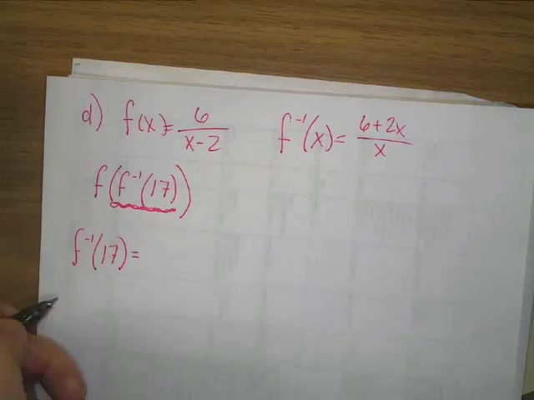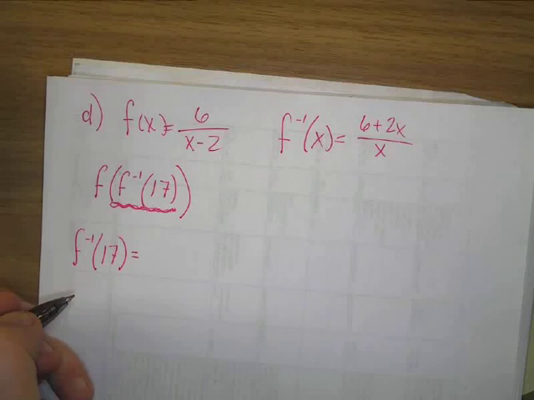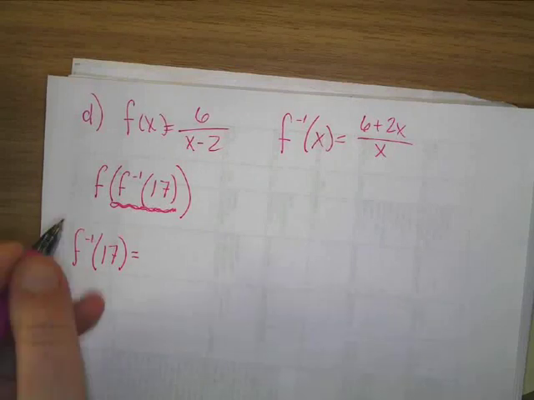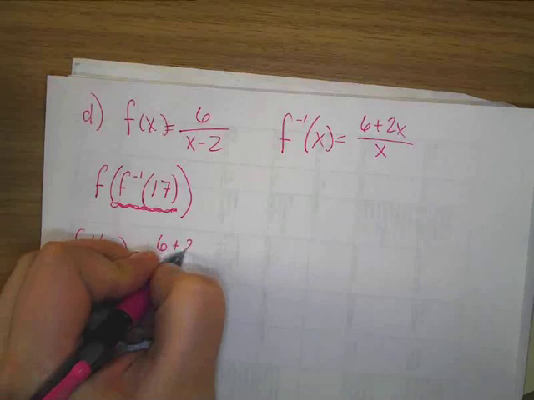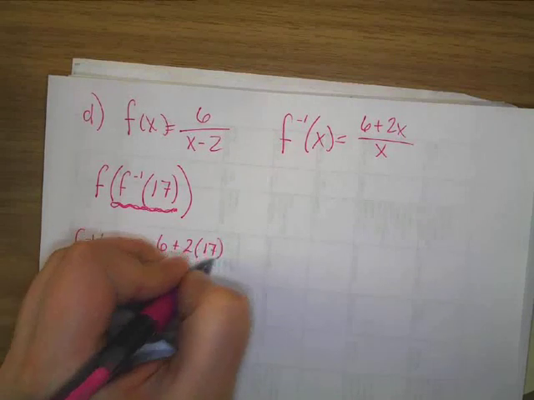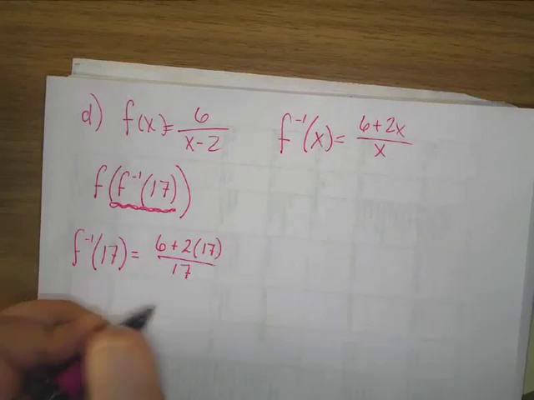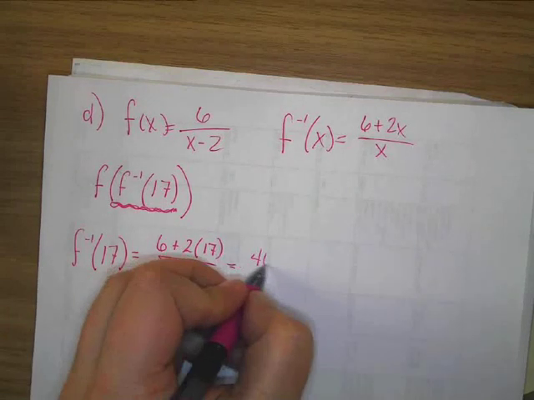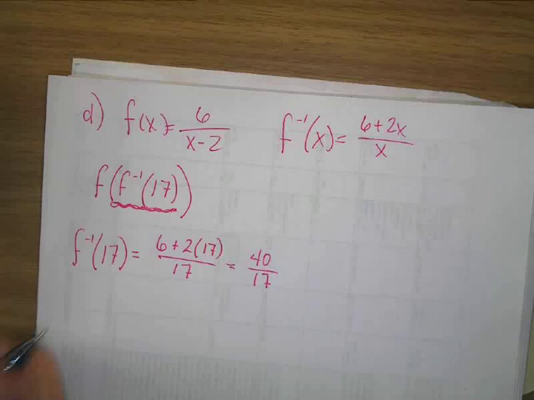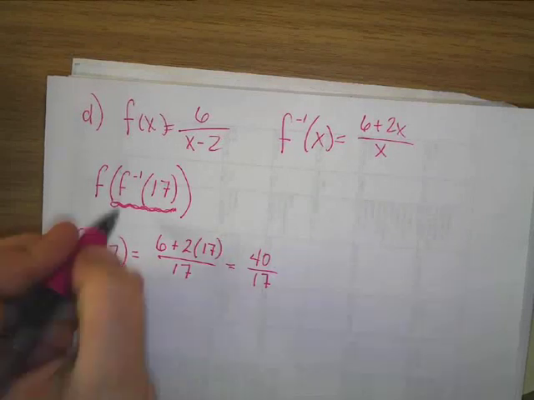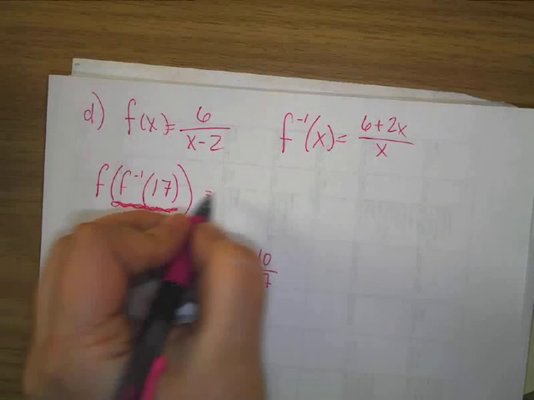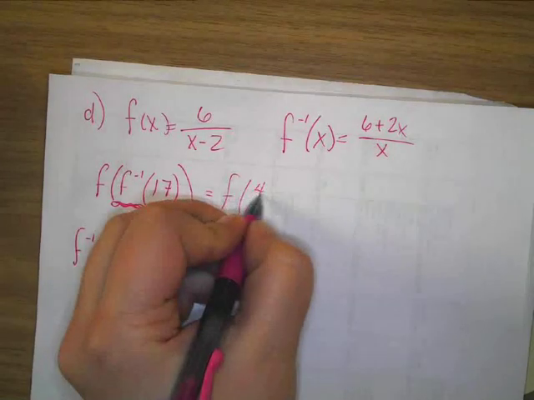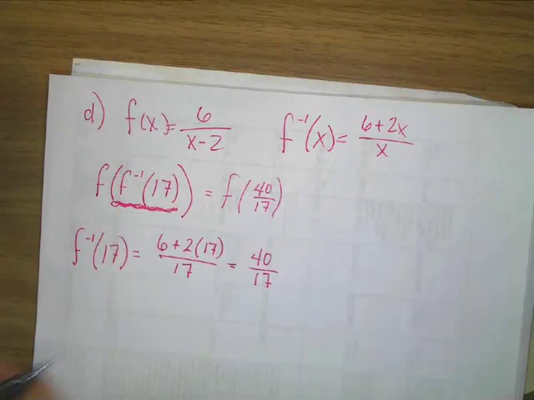So, in the inverse function, instead of an x, what do we put? 17. 17. So what do we get? 40 divided by 17. Oh, it's beautiful. Are we okay to there? Yeah. So now we're going to replace the inside. So now we're looking at the function at 40/17.